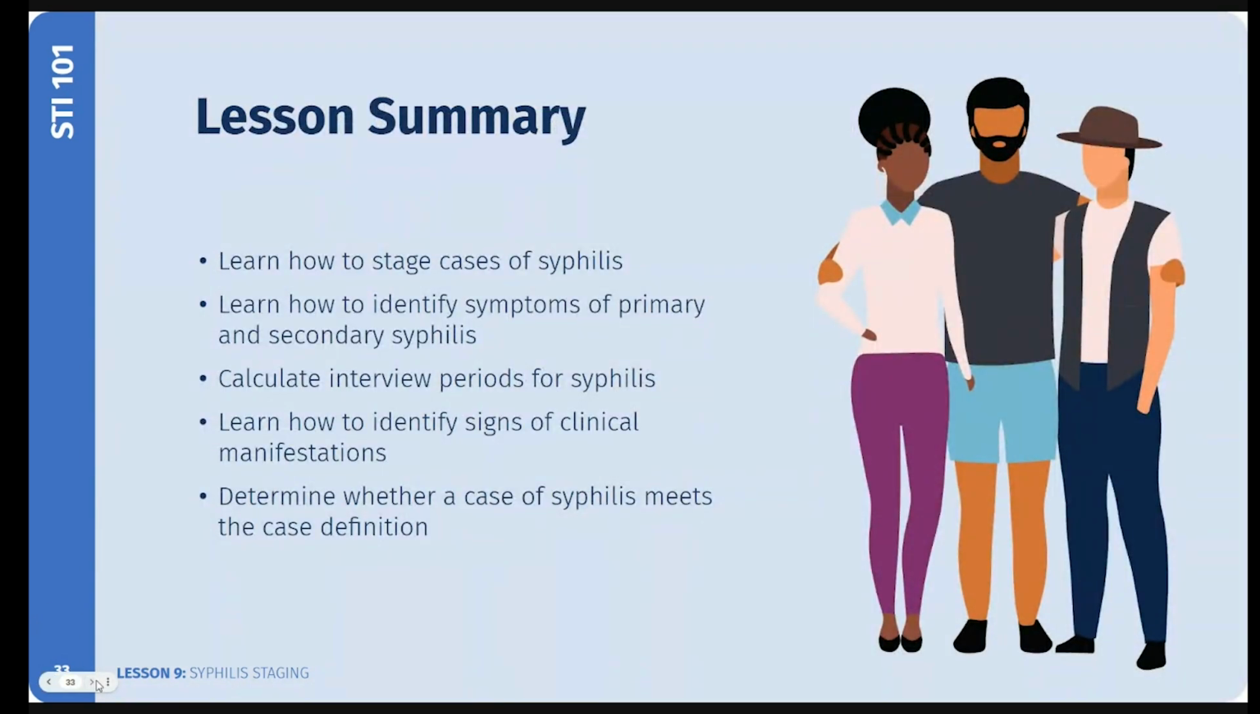In this lesson, you learned about each of the stages of syphilis, when people are capable of passing infections, and how to use staging to determine when exposures could have occurred. You also learned how to identify the symptoms of primary and secondary syphilis and how to classify neuro, ocular, otic, and late clinical manifestations. Finally, you learned how to apply the case definition to each stage of syphilis.